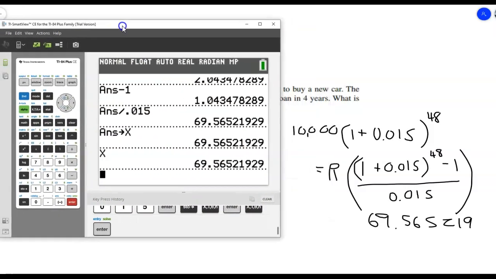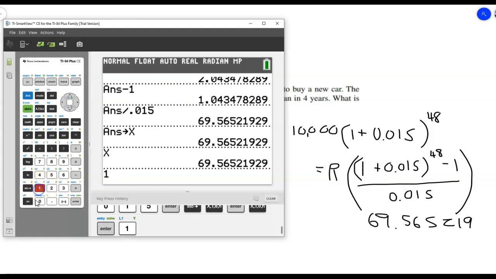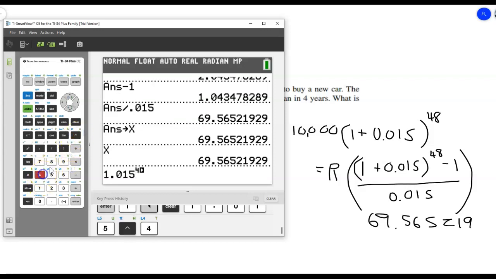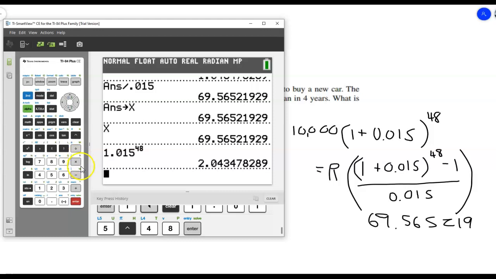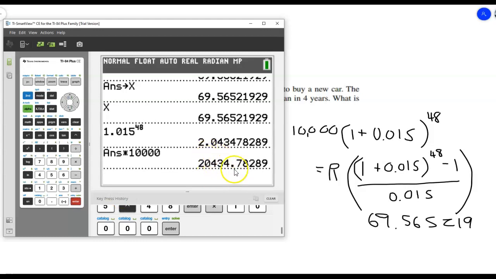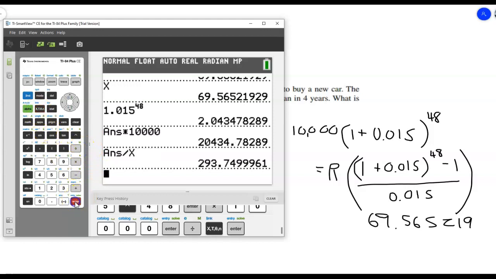So now let's find the other side, which is 10, hold on, let me do this in the right order of operations, 1.015 raised to the 48th power, enter, and we're going to multiply that by 10,000, enter, and we get this number here. And then remember, the final answer, you just divide both sides by this number, so I'm going to divide by X, because I saved that number as X, and my payment is going to be $293.75. That's not too bad.